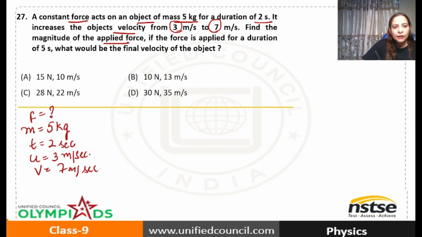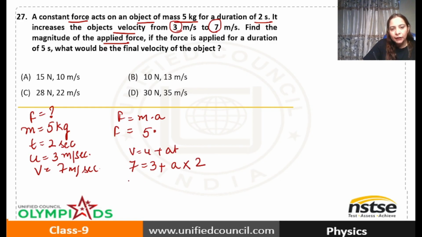First you need to find this constant force for this case. So let's find it first. We know that F is equal to m into a. So m we have is 5 kg, and acceleration we don't have. So we can make use of the first equation of motion, v is equal to u plus at, that is 7 is equal to 3 plus a, which we need to find, times the time of 2 seconds. So it comes out to be 7 minus 3 is equal to 2a, or we can write that a comes out to be 2 meter per second square.